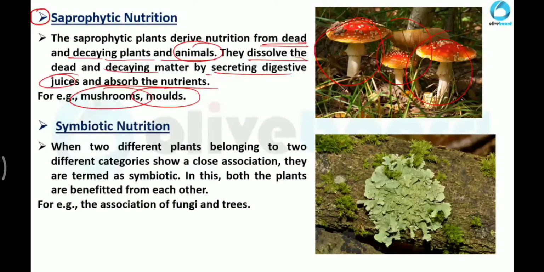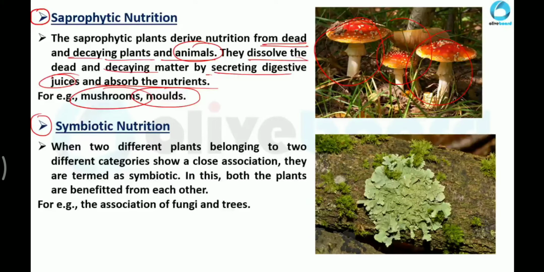They secrete some digestive enzymes or digestive juices, and absorb the nutrients from that decaying plant or animal, which helps them to grow and flourish. So what are the examples of saprophytic plants? That is mushroom and molds. And another one is symbiotic nutrition.